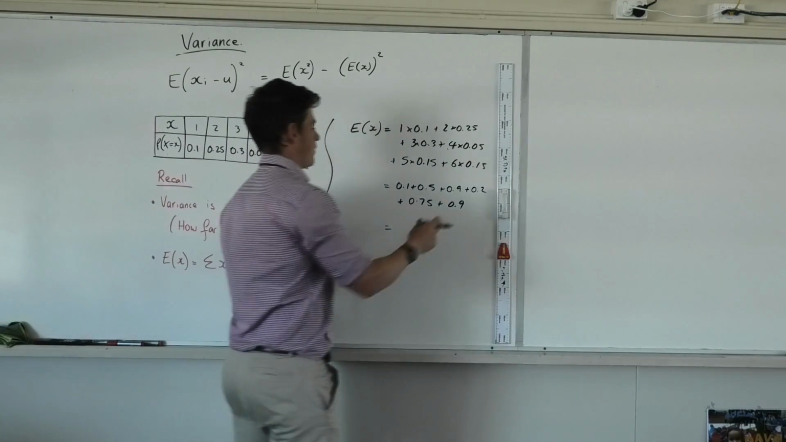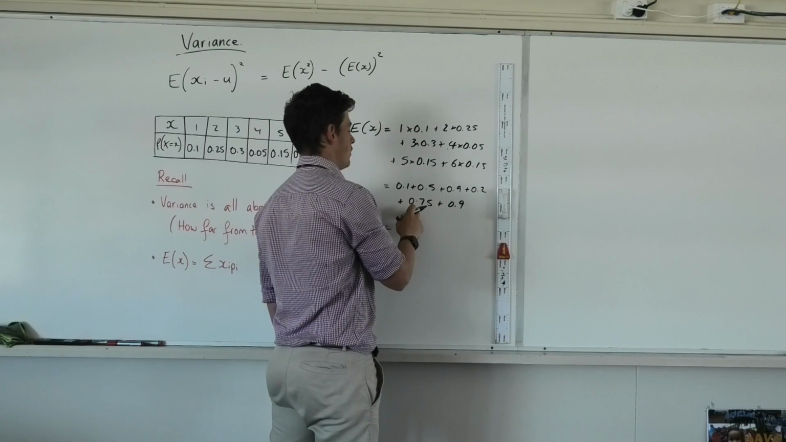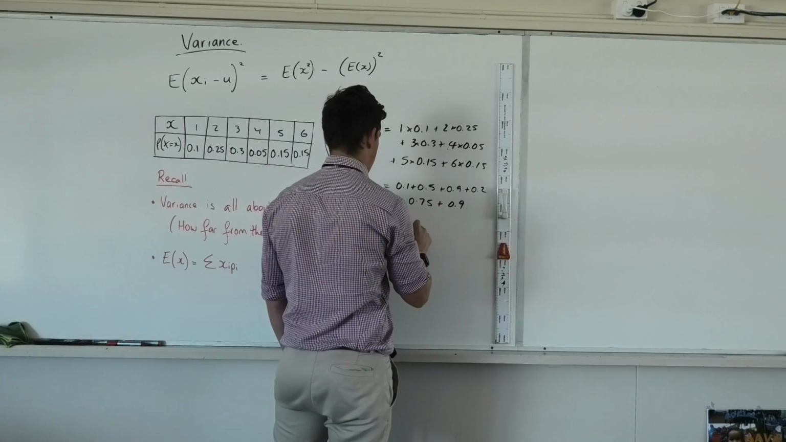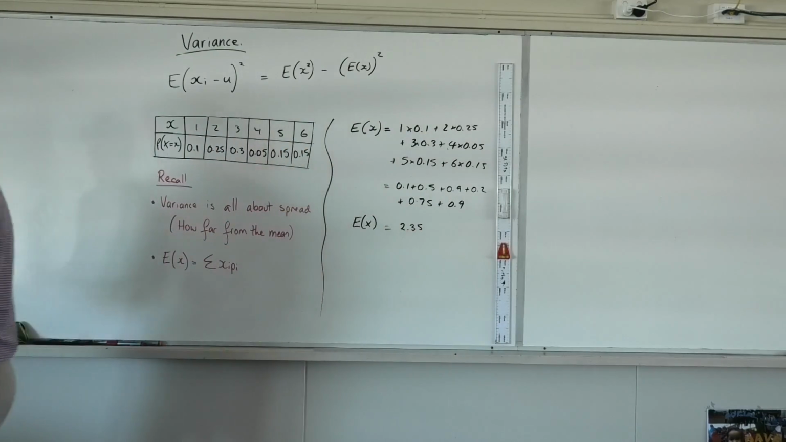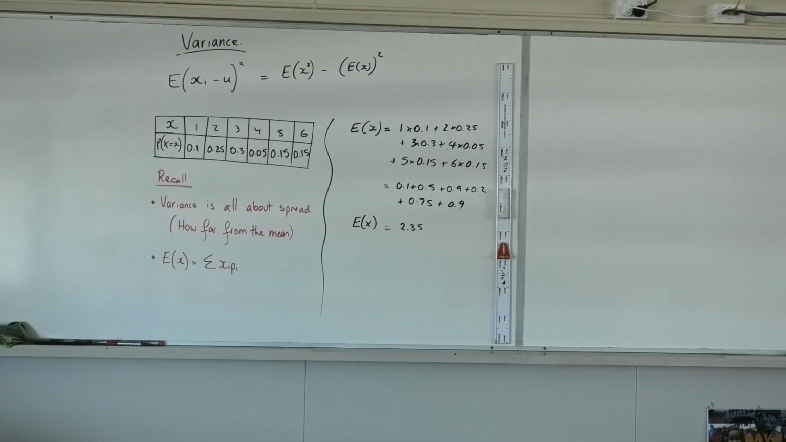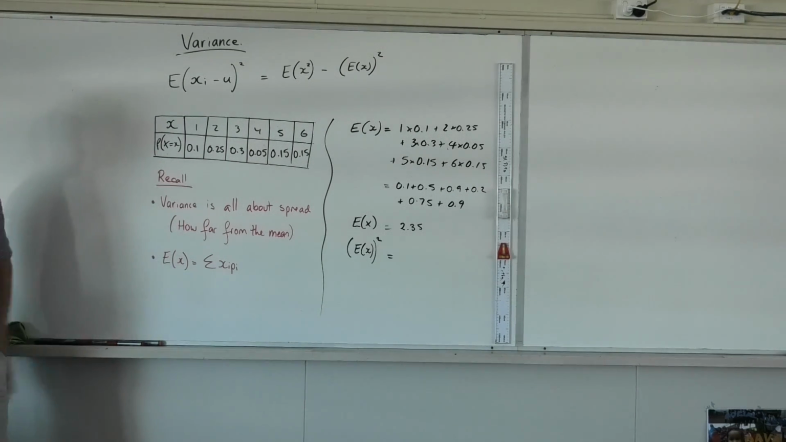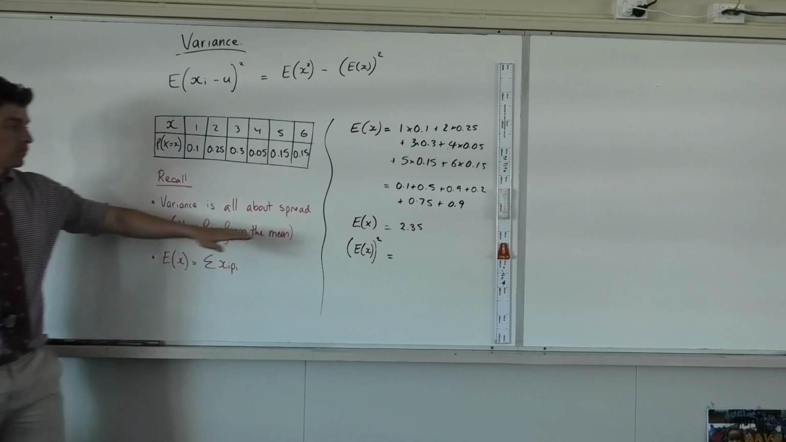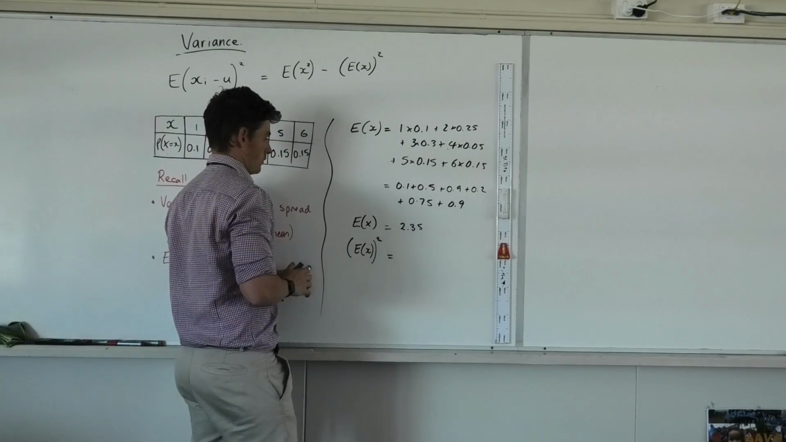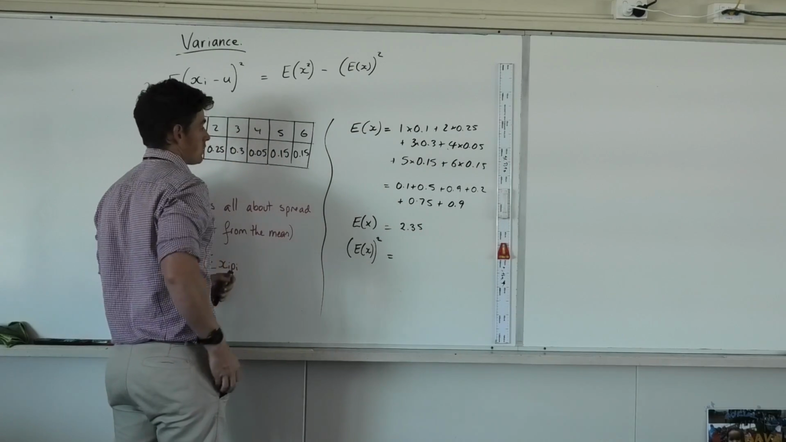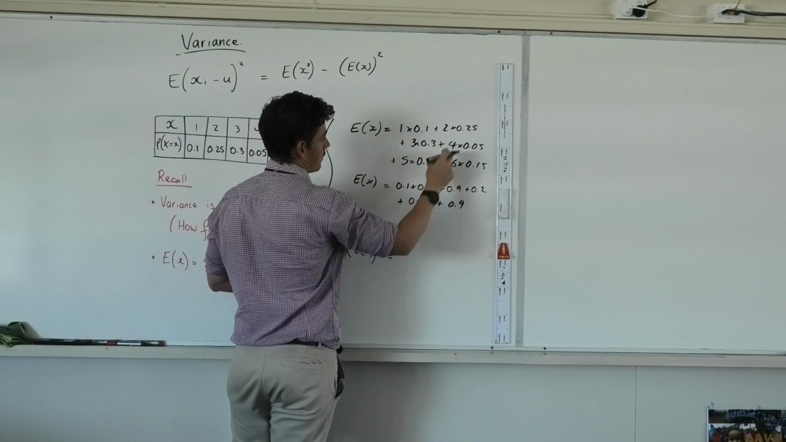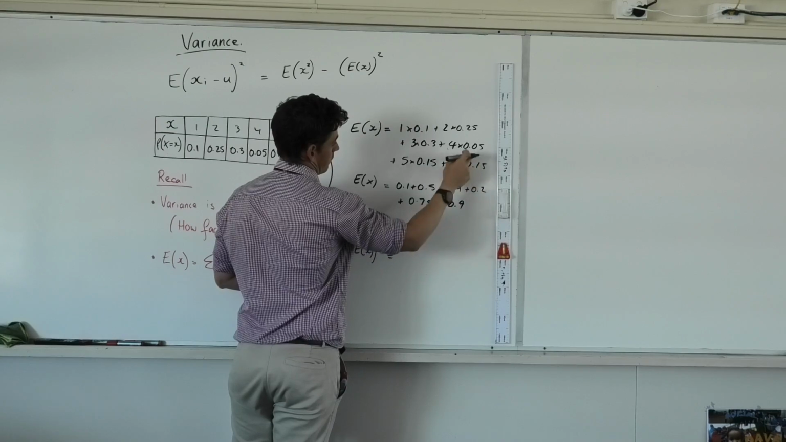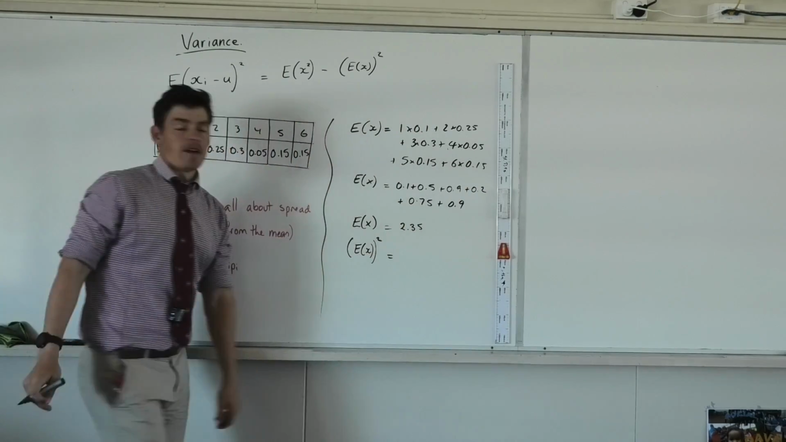0.5, 1.7, 2.45, 2.35. Is that right or not? No, that's just the sum of each of... I've just gone through and done each one. So that's that. And then added them all up.